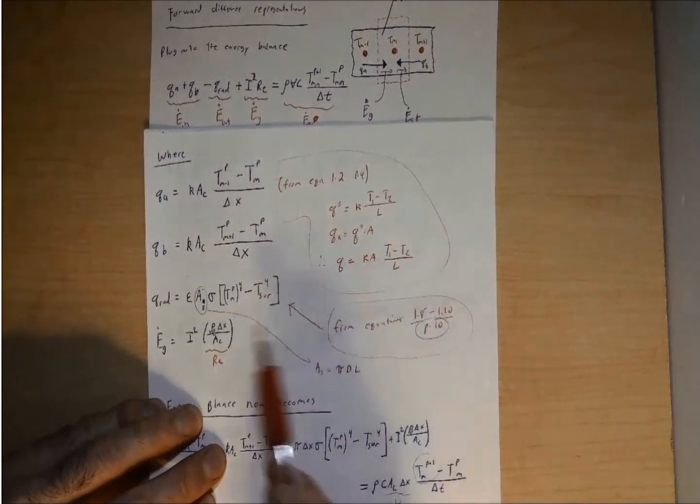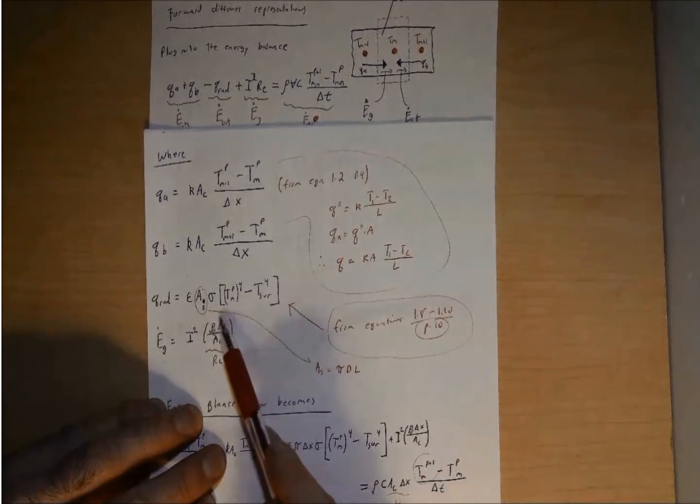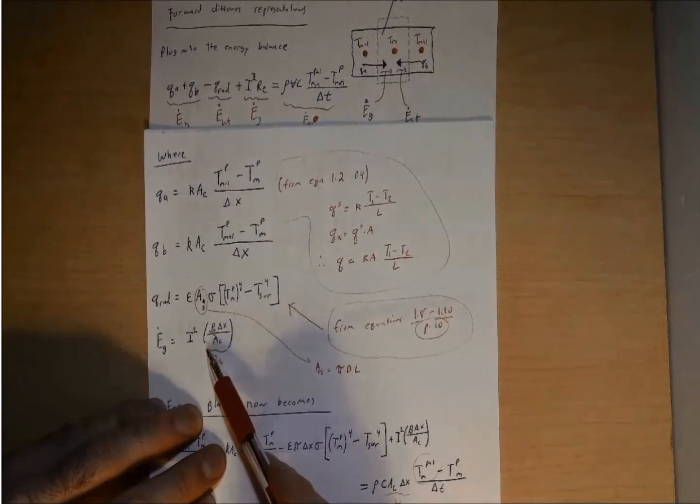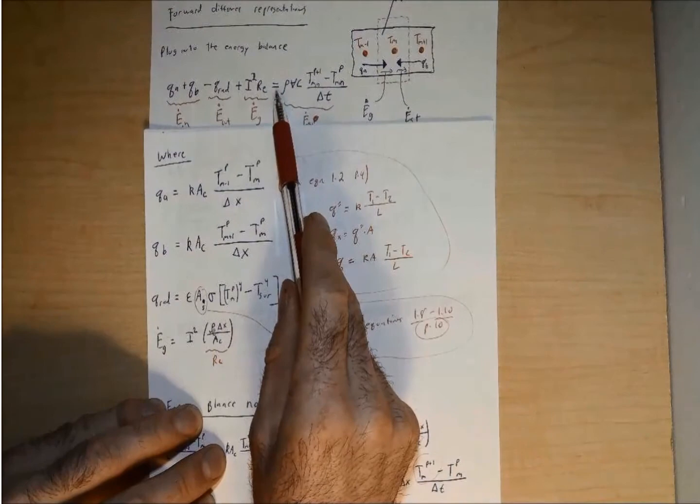And then we can come over here now to our E sub G term. E sub G is equal to I squared. We replace our R E with this relationship here, rho E delta X over A C that we saw before. And now we have an equation for each one of these variables that go into our energy balance equation.